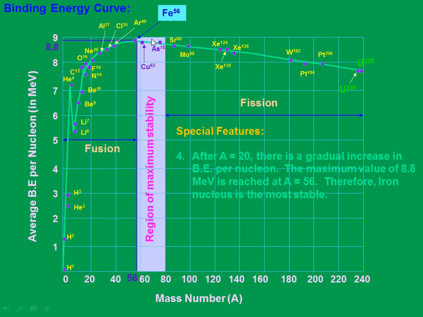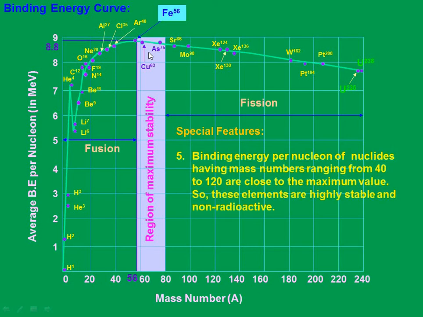Therefore the iron nucleus is the most stable. Binding energy per nucleon of nuclides having mass numbers ranging from 40 to 120 is close to the maximum value. I have taken the edges also, because not all these will go for immediate fission. They are not exactly at the maximum, but this is the range of stability. So from 40 to 120 we can have stability. Out of that, the peak region is the region of maximum stability. Are you getting the point here?